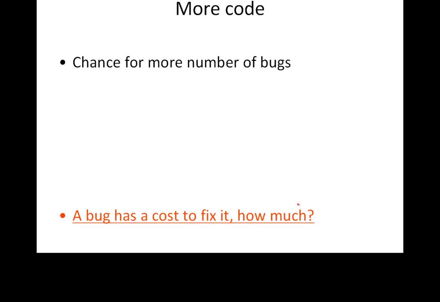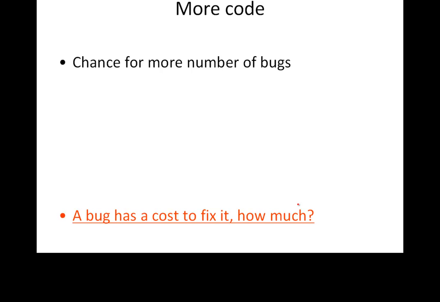Now, what does more code mean? More code obviously means more bugs, because it is impossible to write code that doesn't have any bugs. There are no programmers who can write bug-free code. And even if there were, all the big companies would have hired them. But what happens for the rest of the companies? We have to accept the fact that when we write code, there are always chances of bugs in it.